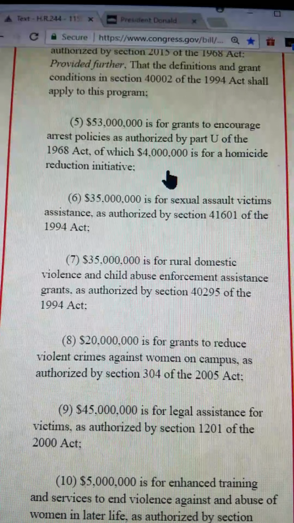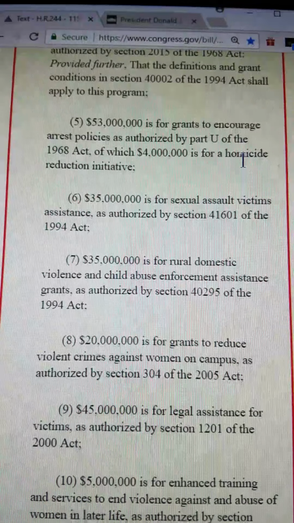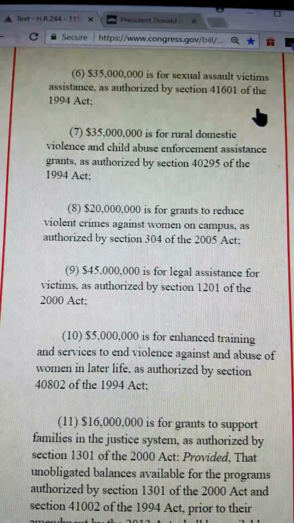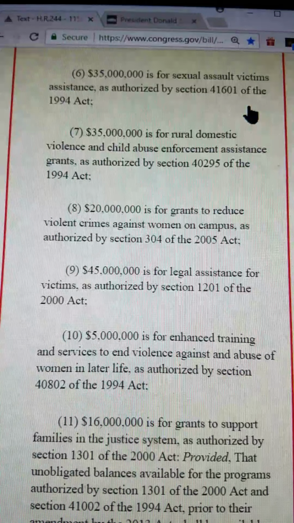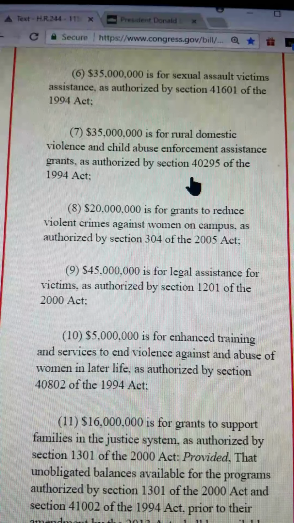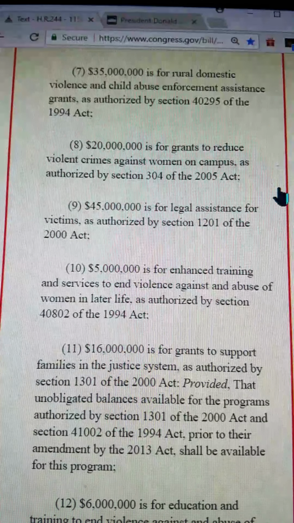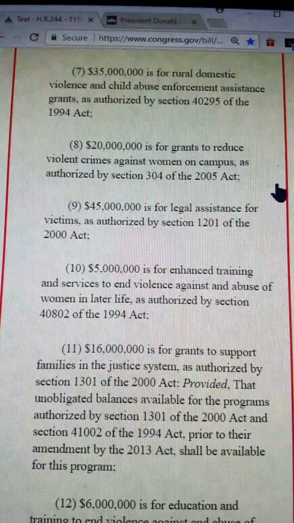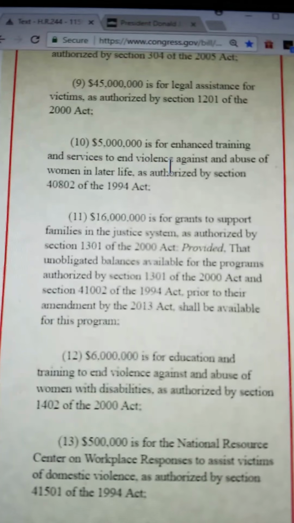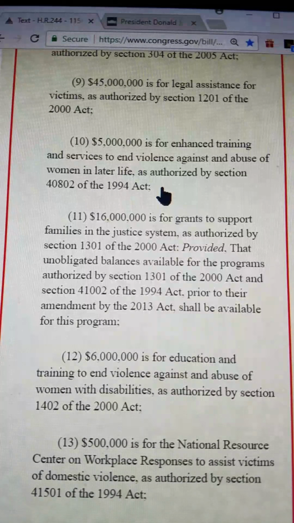$53 million is for grants to encourage arrest policies as authorized by Part U of the 1968 Act, of which $4 million is for a homicide reduction initiative. $35 million is for sexual assault victims assistance as authorized by Section 41601 of the 1994 Act. $35 million is for rural domestic violence and child abuse enforcement assistance grants as authorized by Section 40295 of the 1994 Act. $20 million is for grants to reduce violent crimes against women on campus as authorized by Section 304 of the 2005 Act. $45 million is for legal assistance for victims as authorized by Section 1201 of the 2000 Act. $5 million is for enhancing training and services to end violence against and abuse of women in later life as authorized by Section 40802 of the 1994 Act.